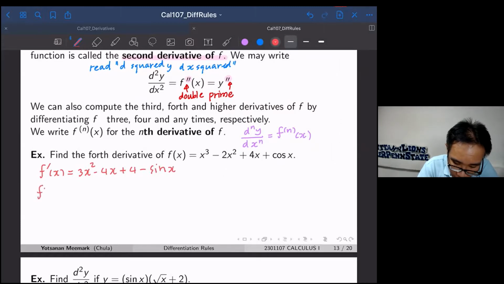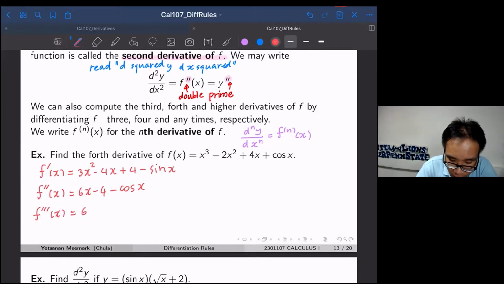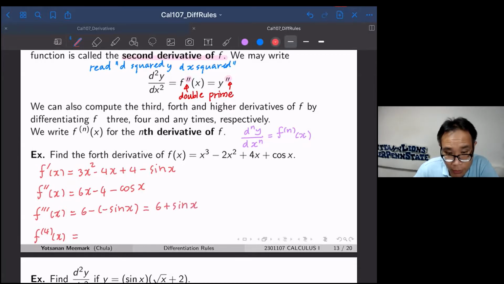For the second derivative, you get 6x minus 4, and the derivative of negative sin gives negative cos x. The third derivative is going to be 6, since the derivative of 4 is 0, and the derivative of negative cos gives sin x. Finally, the fourth derivative: the derivative of 6 is 0, and the derivative of sin x is cos x.